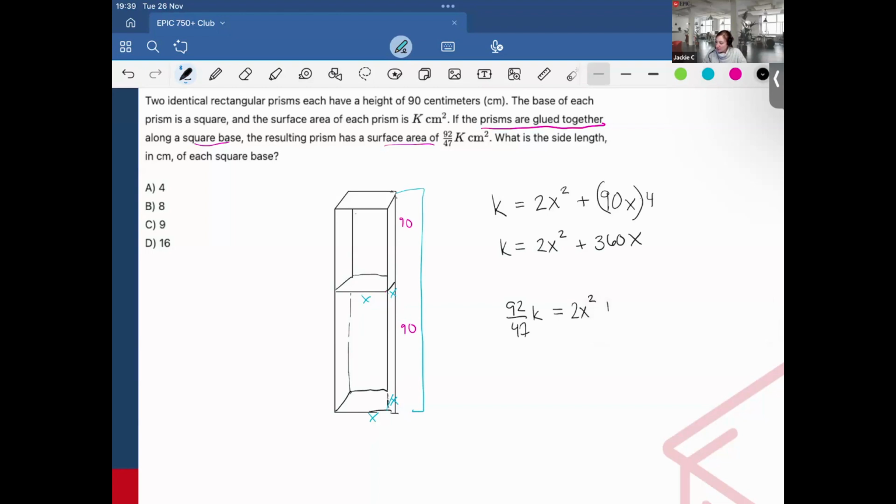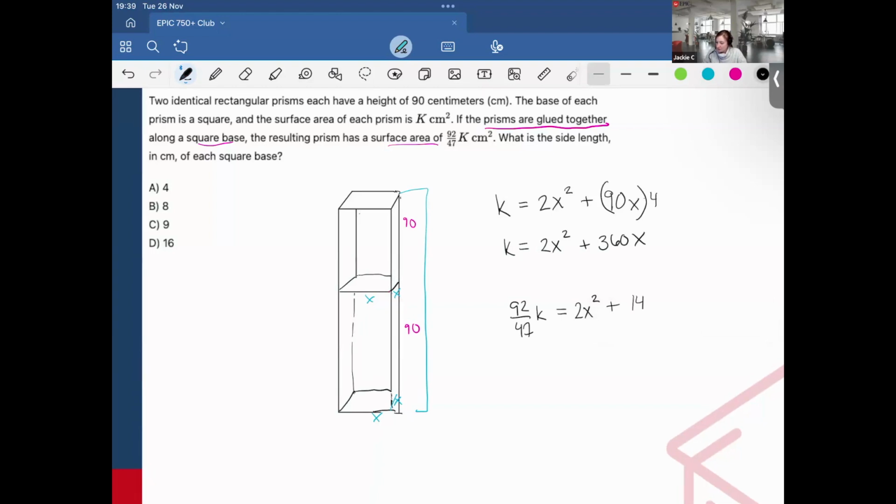So that would just be 180x multiplied by 4, which is 720x. Then I am going to put everything in terms of k. All I'm going to do is multiply by the reciprocal, 47 over 92. So now I have everything in terms of k.